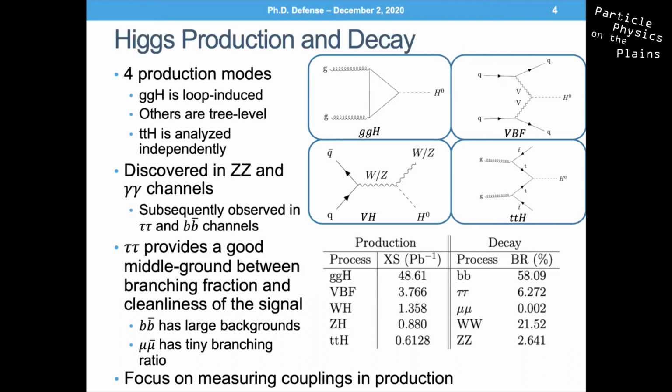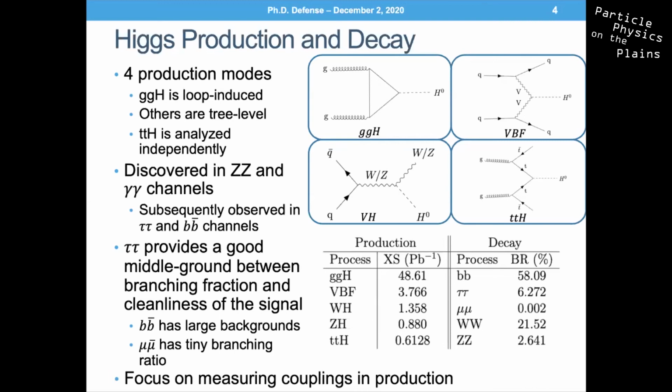And the reason is it provides a really good middle ground between the branching fraction and the cleanliness of the signal. So if you look at the bottom right, I've got the branching fractions for some different channels. You'll see that BB bar has the highest branching ratio by far. The issue there is that this decay shows up as 2 jets in the detector, and it gets swamped by the multi-jet background, which makes this end up being a difficult analysis in practice. So that's a high branching ratio, but not a very clean signal.